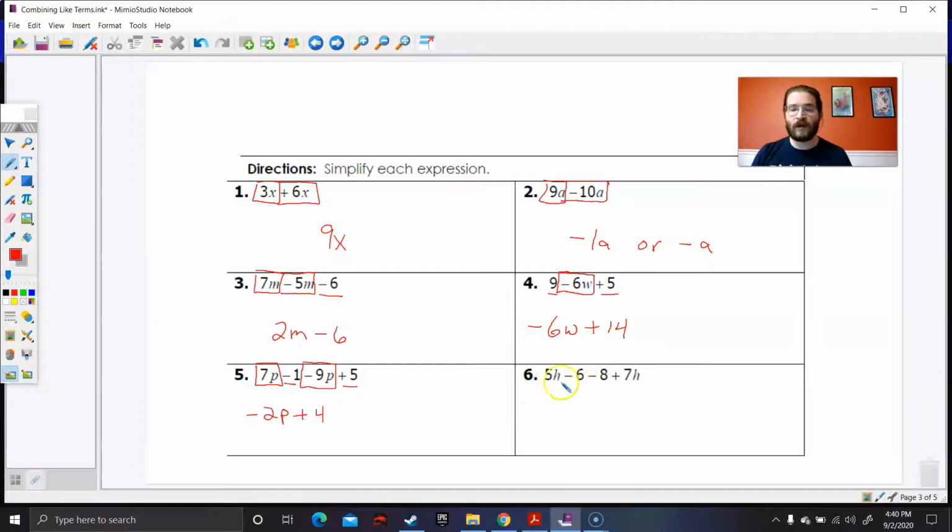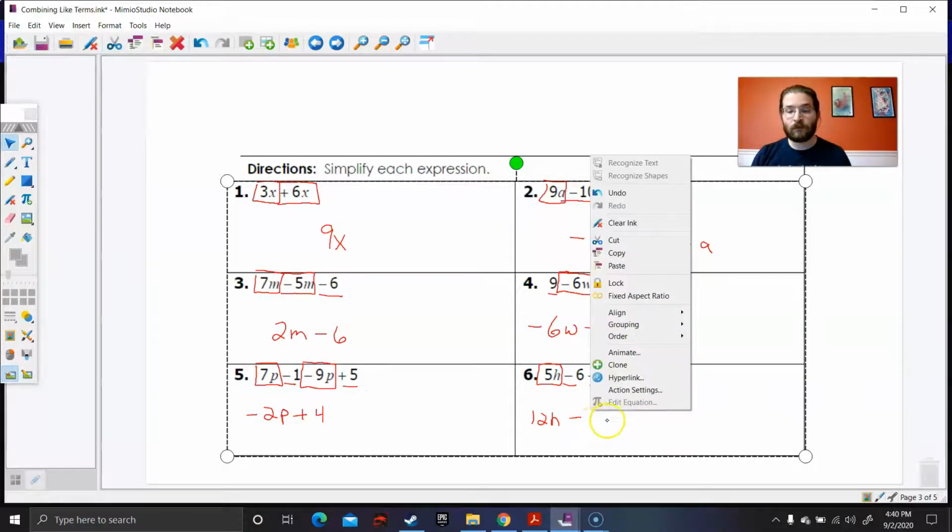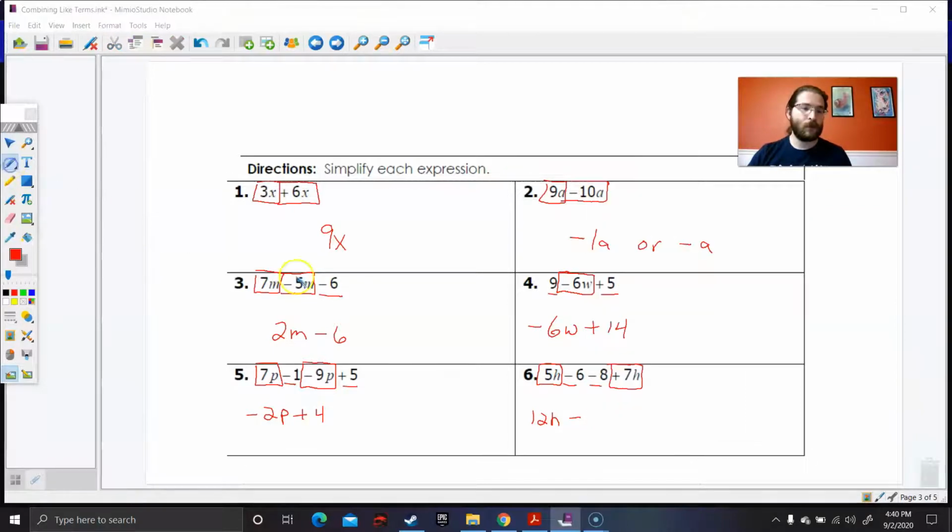All right. Number 6, put a box around these. So we get 5 plus 7. Let's see, we get 12h. Negative 6 minus 8. So we get negative 12. Oh, what am I talking about? It's negative 14.